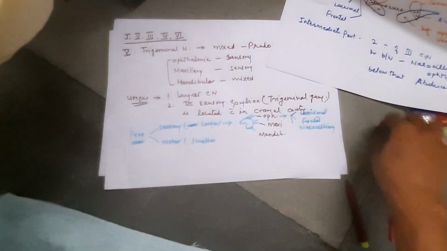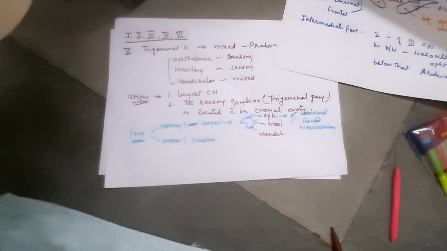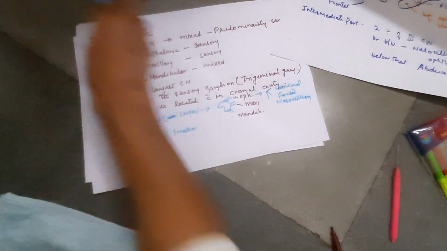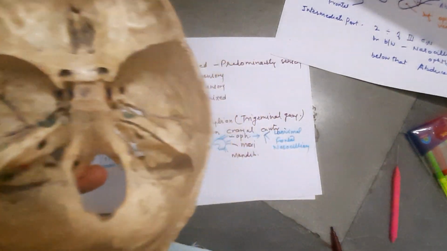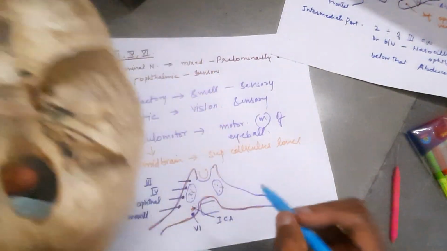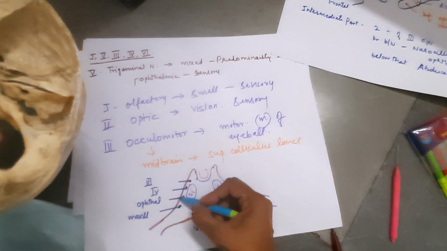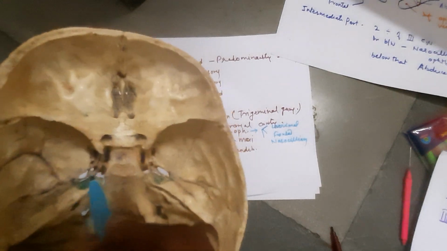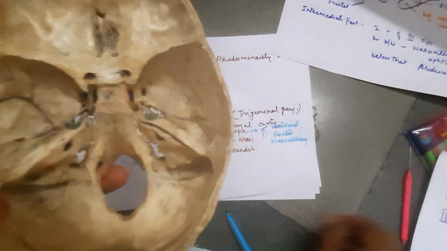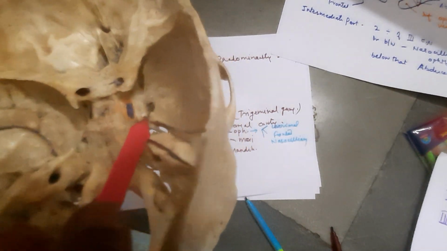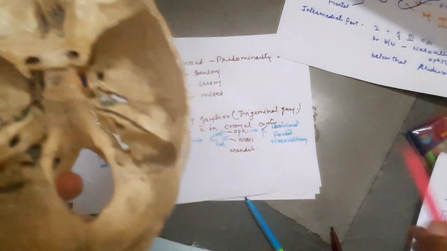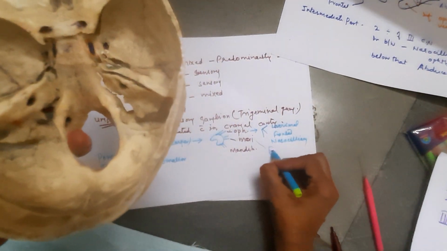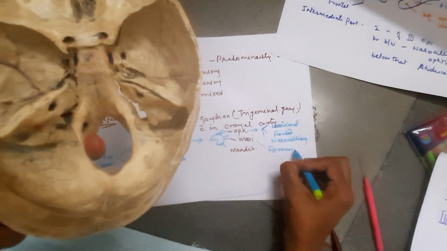The next division is the maxillary nerve. This maxillary nerve will proceed further and enter into the lateral wall of the cavernous sinus with this arrangement, and after leaving the cavernous sinus, it will enter into the foramen. This is the rounded foramen which you have seen here. This one on both sides is the rounded foramen known as the foramen rotundum.